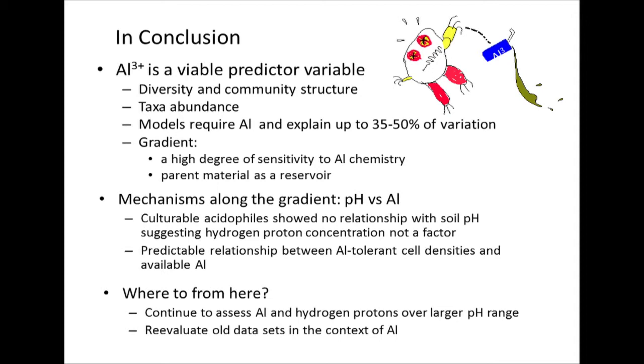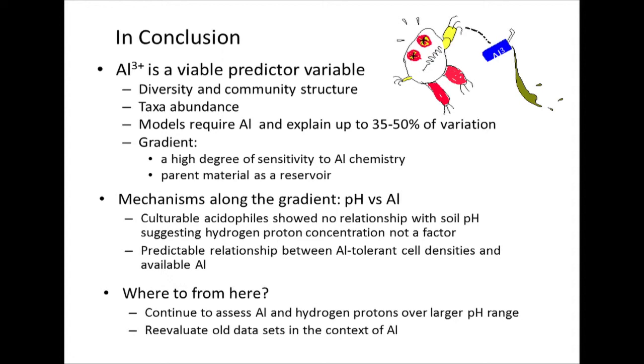So where to from here? The question is, we really need to assess aluminum versus hydrogen protons over a wider pH range. Then it would be potentially useful to go and reevaluate some of our older data sets in the context of aluminum. I think this is important because it could actually change management practices. Rather than managing soils for pH, we'd manage them for aluminum, and I think we'd come up with some very different strategies. In fact, some of them are already in operation.